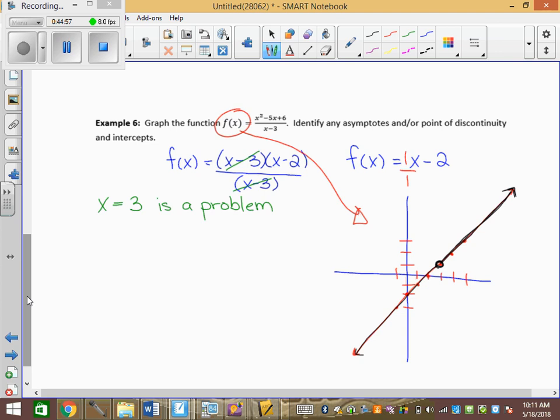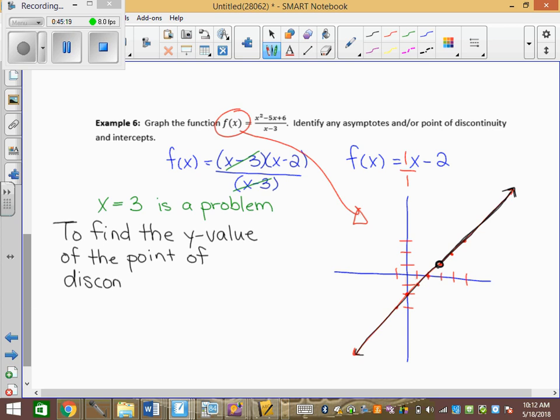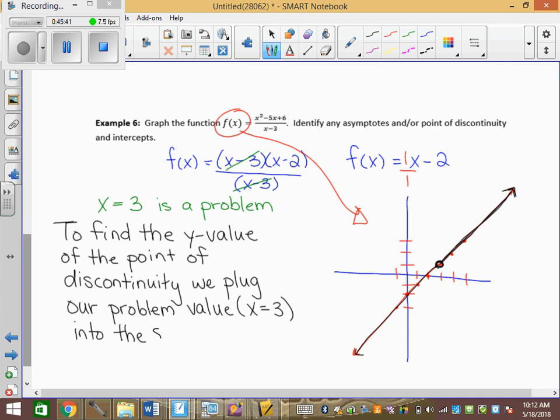Because it looks like it's 1. But how do you find the y? To find the y of the point of discontinuity, we plug our problem value, and in this case it's x equals 3, into the simplified line, and solve for y.